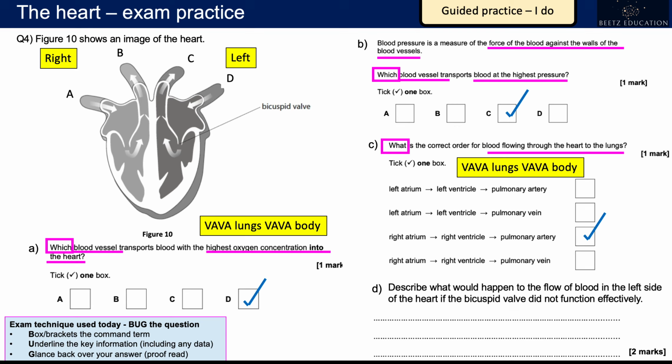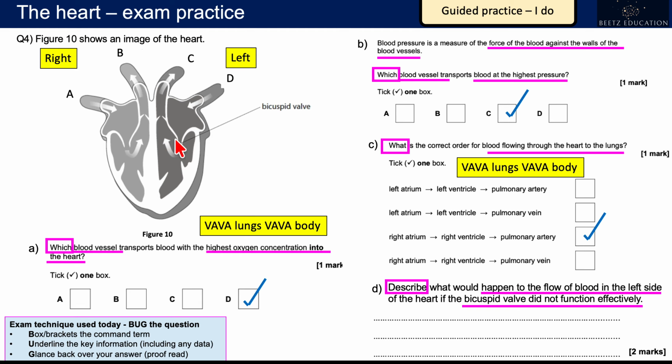Final question, I've been asked to describe what would happen to the flow of blood in the left side of the heart if the bicuspid valve did not function effectively. Now, some students would see this and think, I don't know what the bicuspid valve is. I don't know which valve that is in the heart. You don't have to know the individual names of the valves. It's been labelled on the diagram for us.